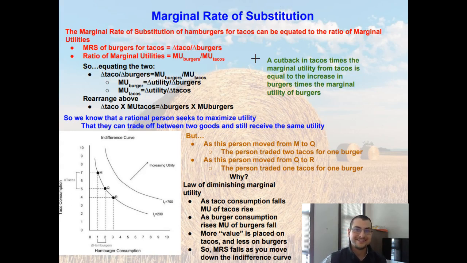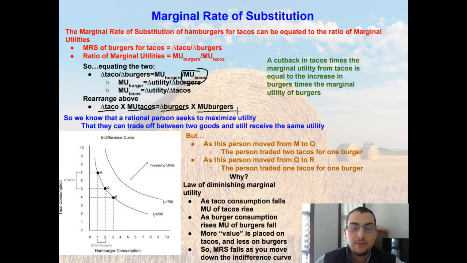Well, if we know that these two are equal to each other, and we know that because we just proved it, we're going to rearrange this formula that's above. So what we're going to do is take this marginal utility of tacos and multiply it by both sides, and we're going to multiply change in burgers by both sides. So guess what? We have change in tacos times the marginal utility of tacos is equal to the change in burgers times the marginal utility of burgers.